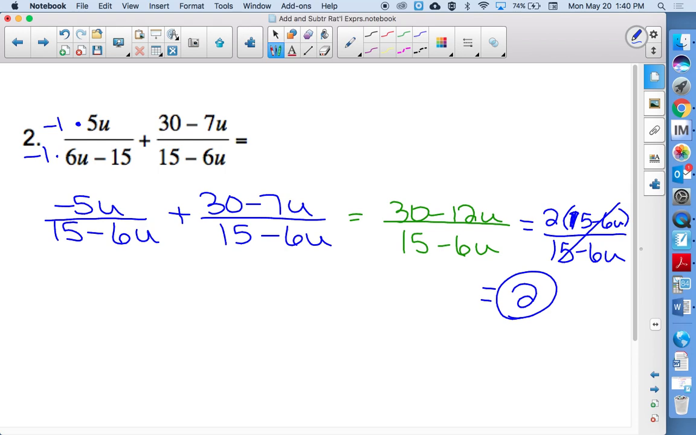So that's not necessarily like finding a least common denominator by multiplying by pieces, but instead noticing that they're almost the same, they're just exact opposites. And either factoring out a -1 or multiplying both numerator and denominator by a -1. Questions?